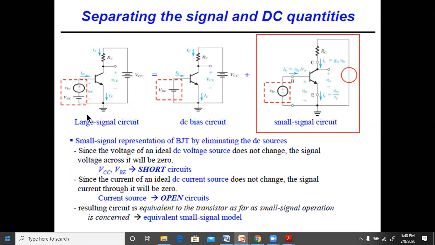So the large signal equivalent circuit will contain the total current, DC plus AC, and total voltage: total input voltage, total input current, total output current, and total output voltage. All are total or instantaneous, which will contain both the DC as well as the AC.